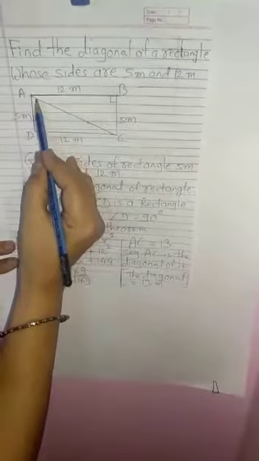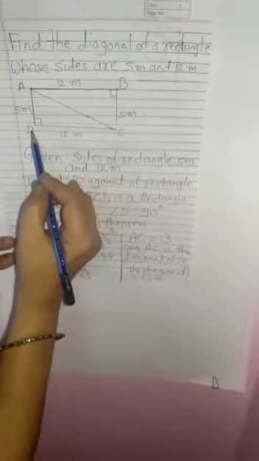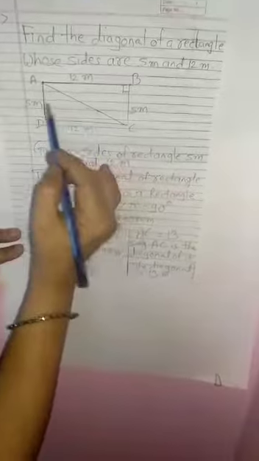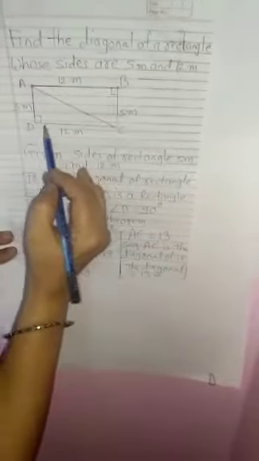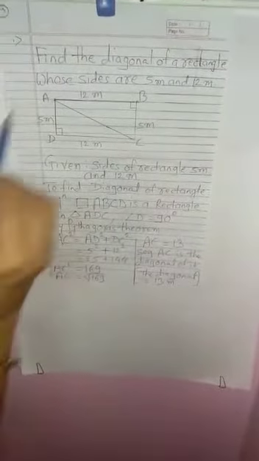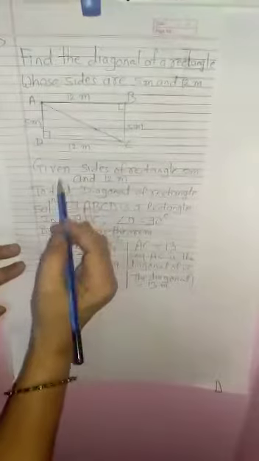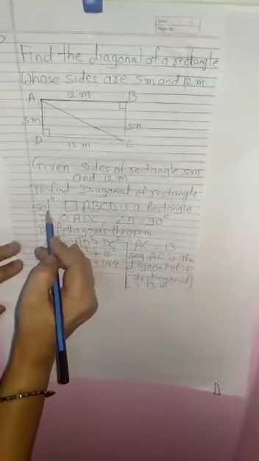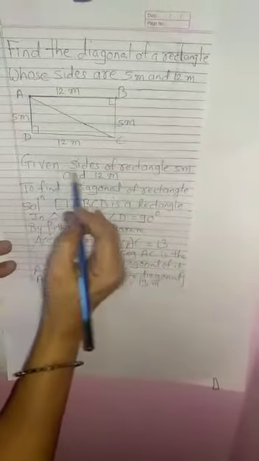Another example, find the diagonal of a rectangle whose sides are 5 meter and 12 meter. Accordingly, quadrilateral ABCD is a rectangle. We have learned properties of rectangle in 9th standard, that opposite sides of a rectangle are equal, all angles of a rectangle are right angle, diagonals are congruent. Now when we are solving word problems, then we have to write given, to find, solution for all the examples. So accordingly here given sides of a rectangle are 5 meter and 12 meter.